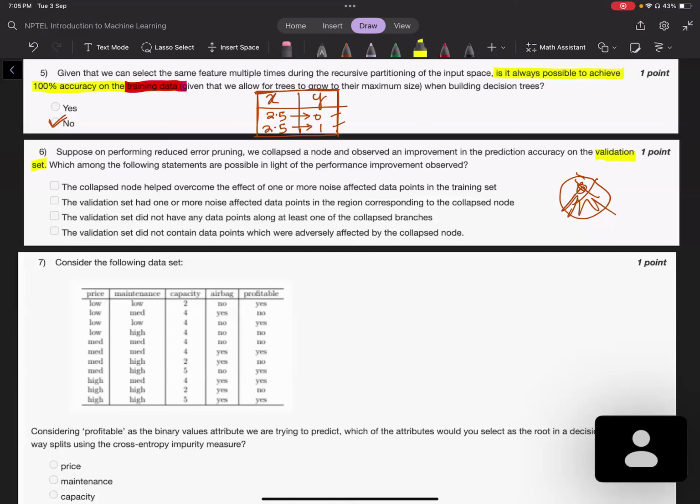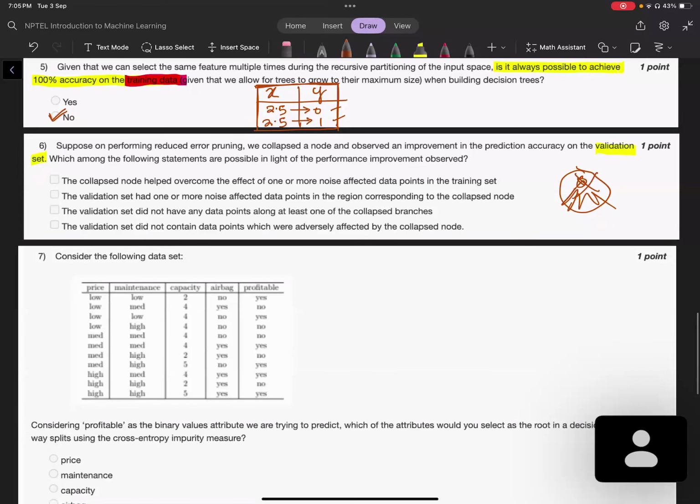So if the validation set also has noise, and if we do the pruning, that noise can also be identified by this pruning and removed. So that might have also helped in increasing the accuracy, or improved the performance of the model. That might be another case that we can think of. A is correct and B is correct.